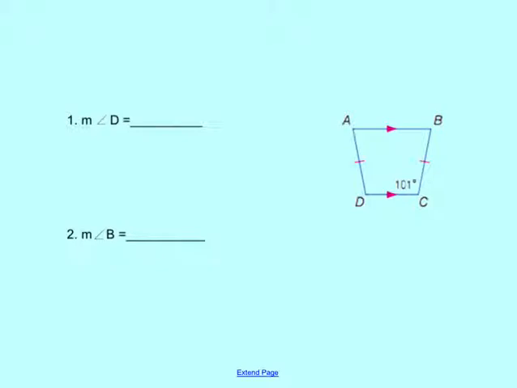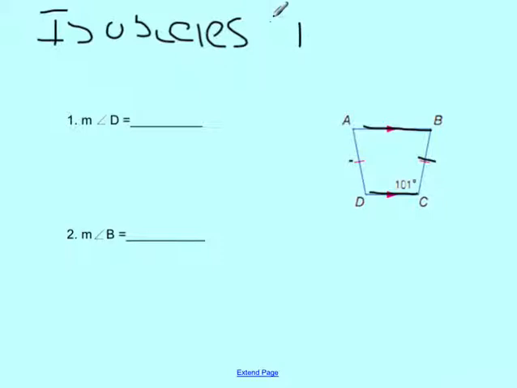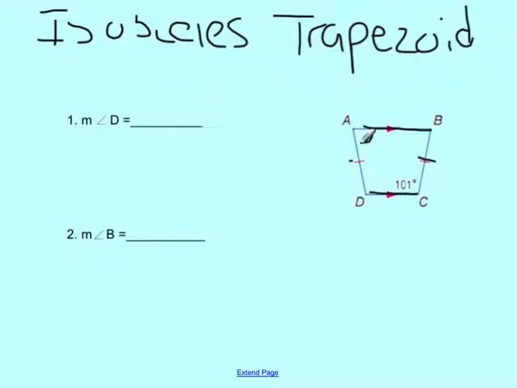So next, let's take a look at applying some of these. We want to find the measure of angle D. I see that my bases are parallel and my legs are congruent. So I know that this right here is an isosceles trapezoid. Because it's an isosceles trapezoid, I know a couple more things. I know that this angle is congruent to this angle, and this angle is congruent to this angle. So if this angle is 101, then this angle is 101. So the measure of angle D is 101.